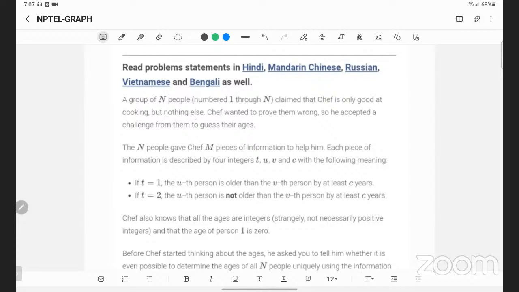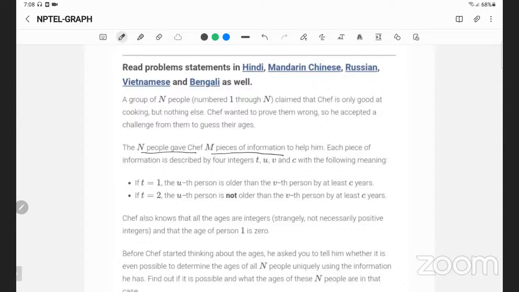wanted to prove them wrong by accepting a challenge. And the challenge is that n people gave m pieces of information, which are in the form of either this or this. So the information contains 4 integers, t, u, v, and c. And these are 2 types of information.